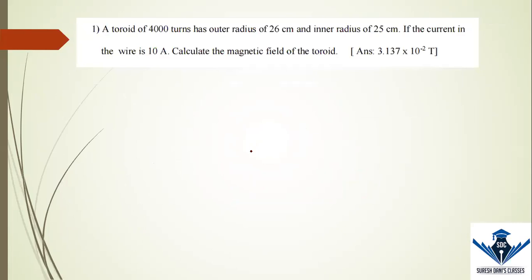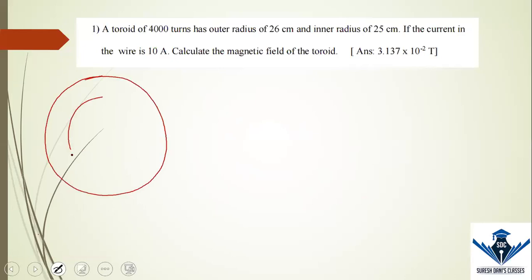The next question is another application of Ampere's circuital law, that is toroid. So here the toroid structure has to be understood. If you remember, it is made up of inner and outer radius. So we have, this is the inner radius. Let me call it, let's say, an outer radius. So let's say the outer radius is R1 and the inner radius is R2.